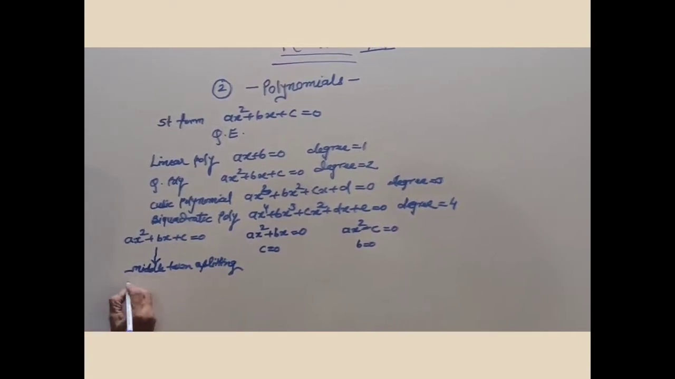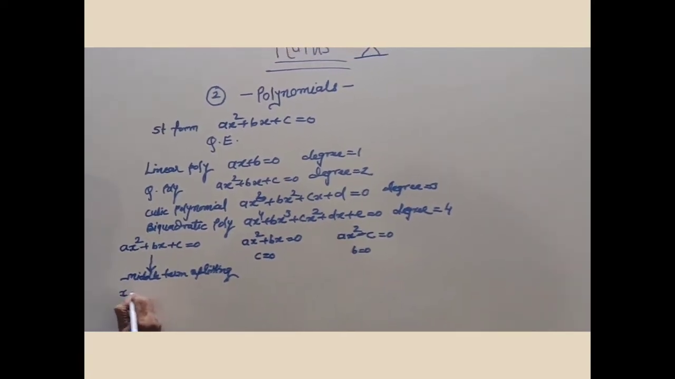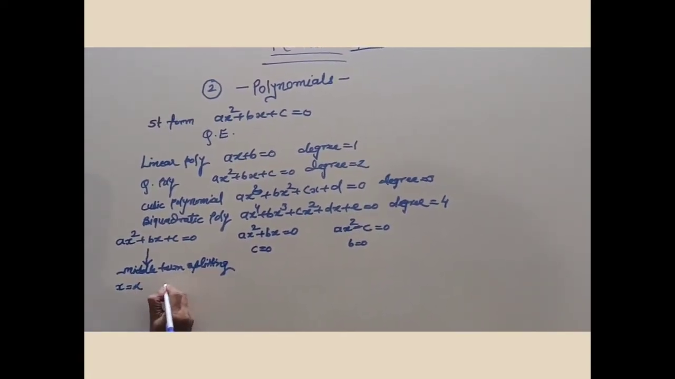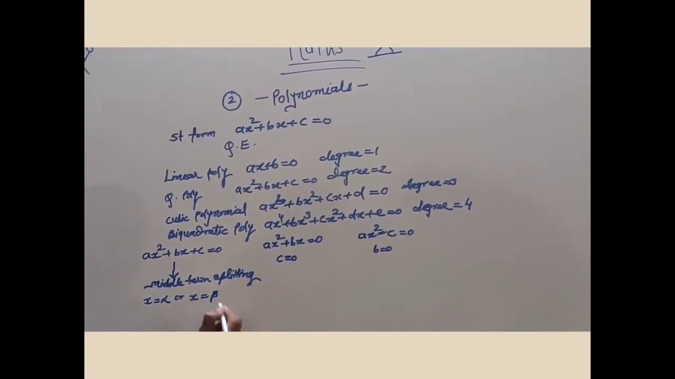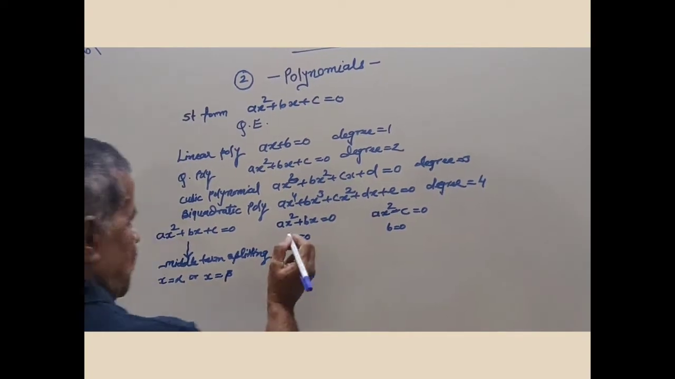You have to find out the values of x. The first value of x is called alpha. The second value of x is called beta. Okay. Now this second type.